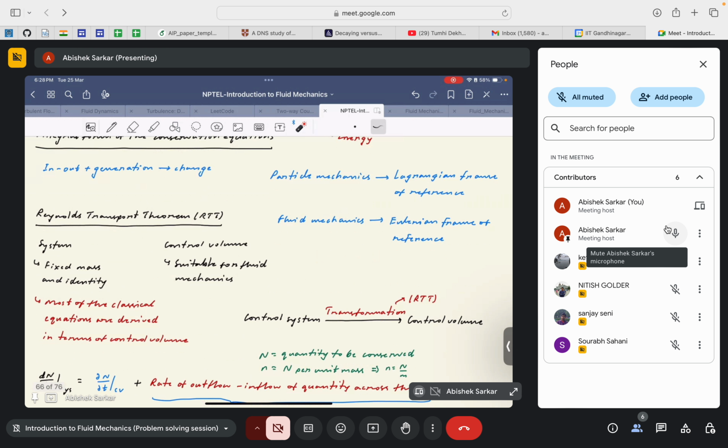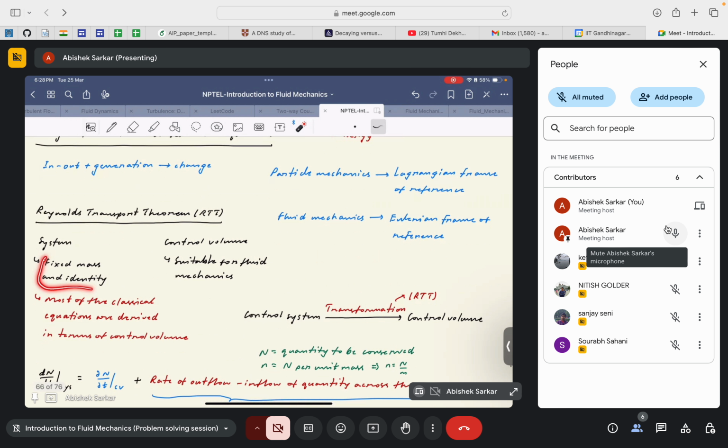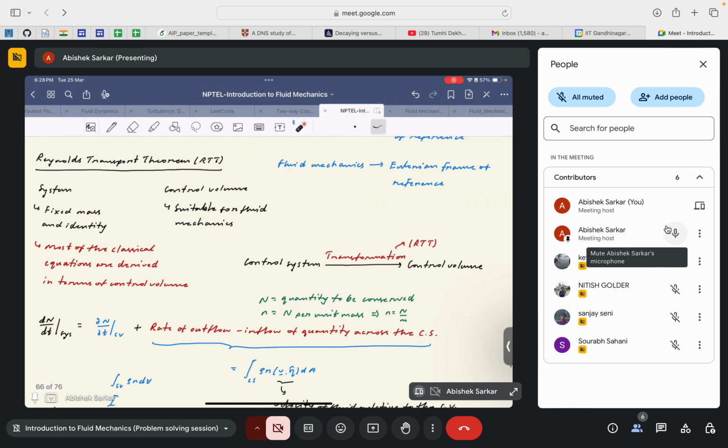So as I mentioned, what is the need for this Reynolds transport theorem? All the classical conservation principles were based on the control system approach, which had a fixed mass and identity. But if we follow this approach from a fluid mechanics point of view, it's quite computationally expensive. In order to tackle that, we need to modify these equations from a control system to a control volume approach, and this transformation is achieved through a mathematical transformation known as the Reynolds transport theorem.